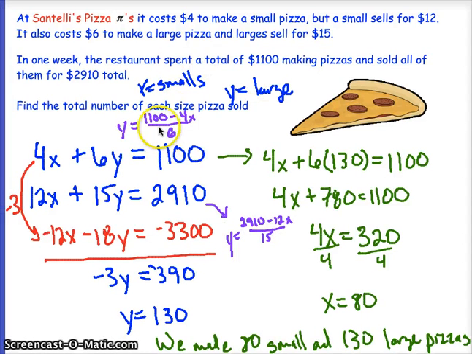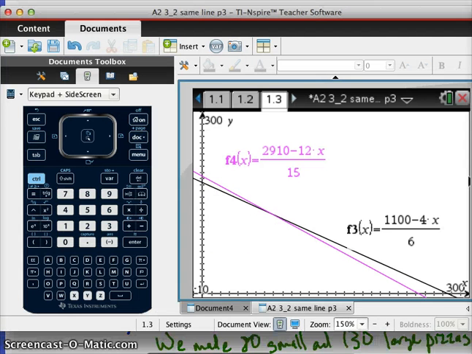Alright, so you'll notice in purple here I've solved my equation for y. All I did was very simply subtract my x term and divide by the coefficient of my y. So 1100 minus 4x over 6. Same thing with the second equation down here in purple right in the middle: 2910 minus 12x over 15. On my calculator, my two lines look like this. I had to expand my screen a little bit. Notice that my y's are going up to 300, so do my x's.